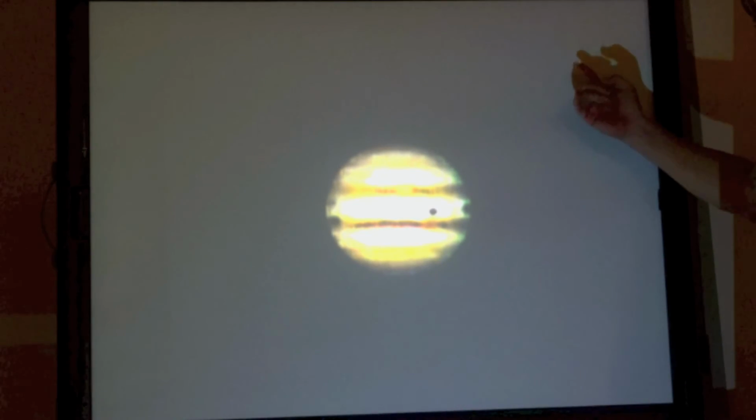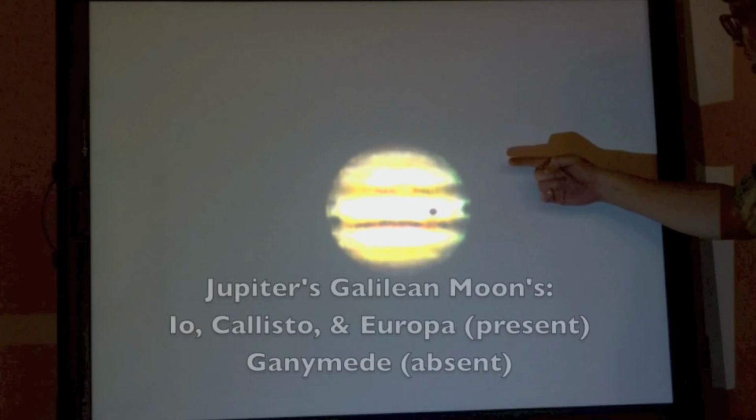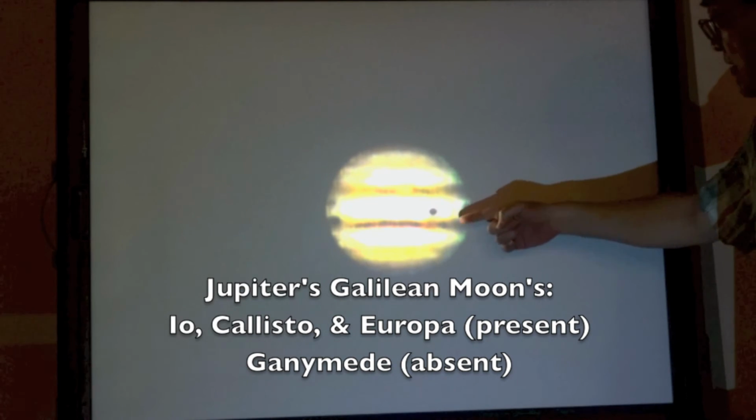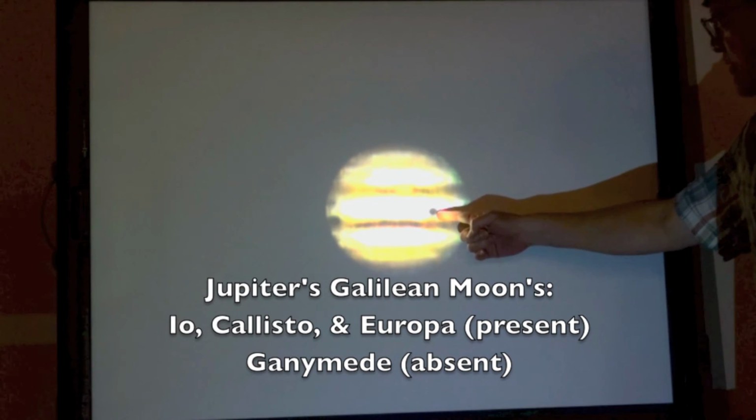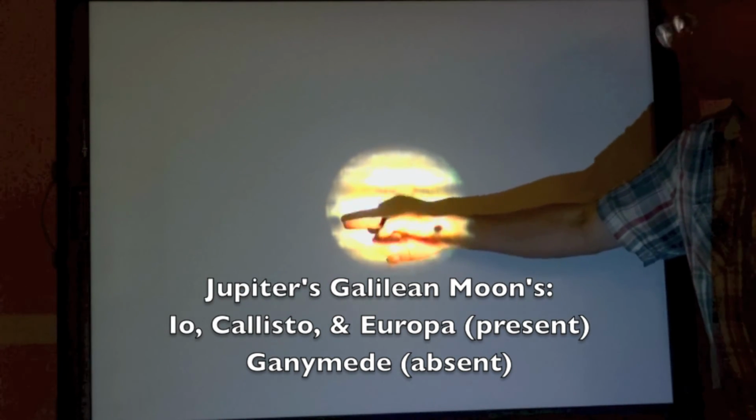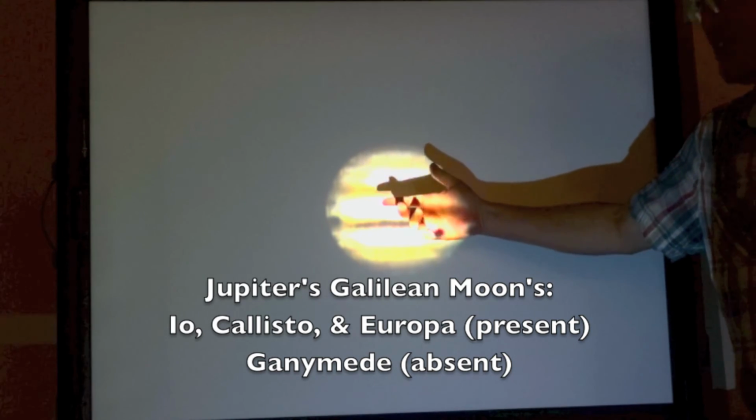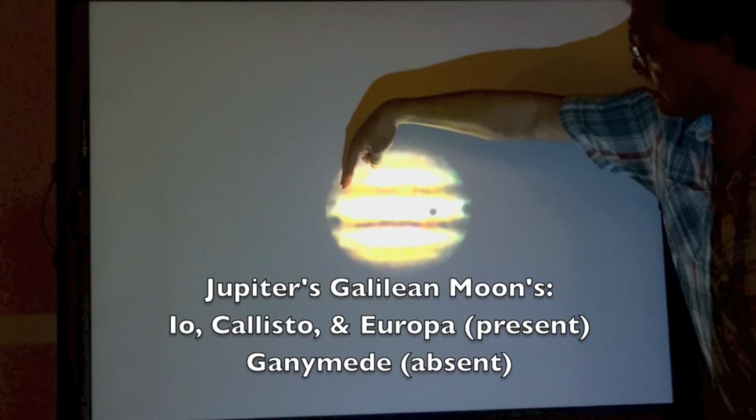But Io shadow, Callisto shadow. That's Europa's shadow. It's right at the edge, thanks to the seeing being so blurred. That's Callisto right there.